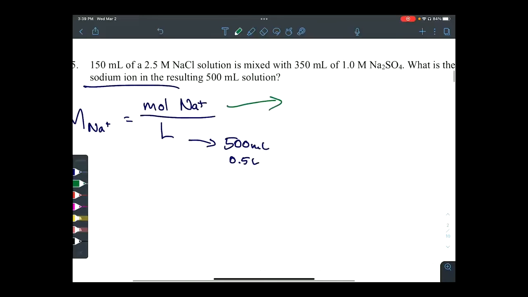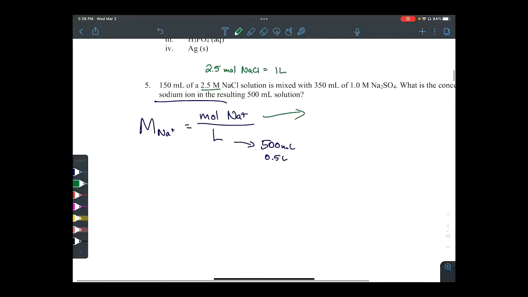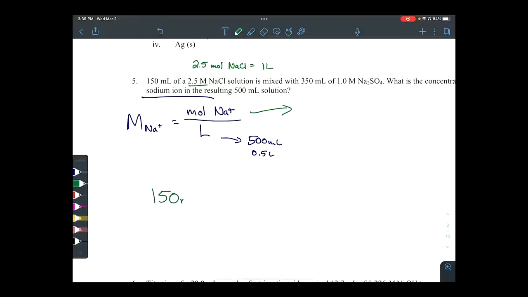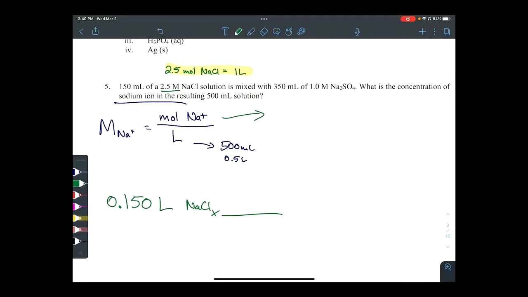All right, so molarity, again, I always like to remind myself, 2.5 molarity NaCl means that there is 2.5 moles of NaCl in 1 liter. So if I start with 150 milliliters, which I'm just going to convert to liters right away, right? You see that? Okay. So that's of our sodium chloride. I can use that conversion factor I just came up with, so 1 liter on the bottom, 2.5 moles of NaCl on the top, and that will tell me how many moles of NaCl I have.